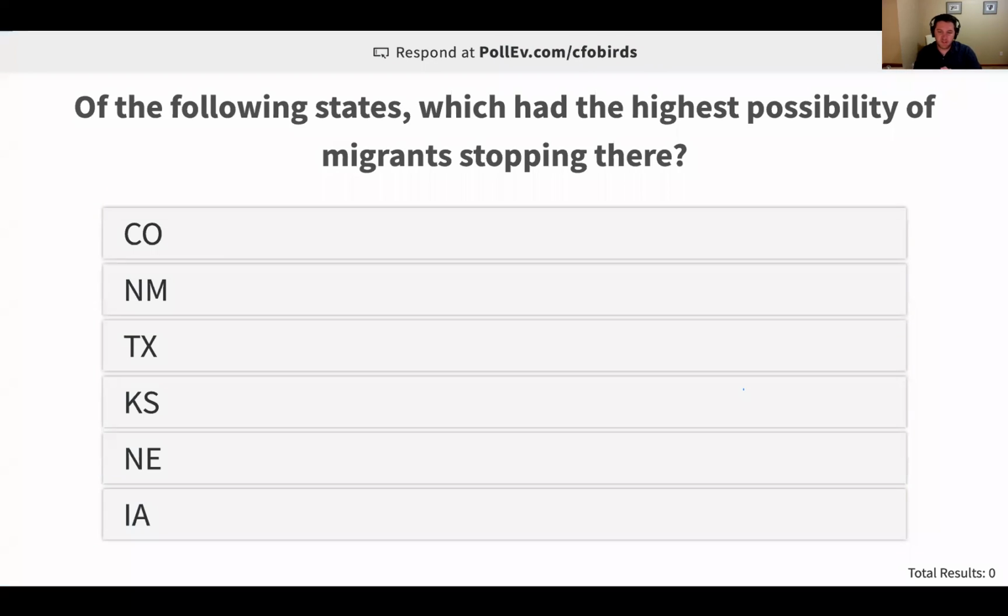Of the following states, which had the highest possibility of migrants stopping there? Take your time to answer that. You should get one answer only for this question.